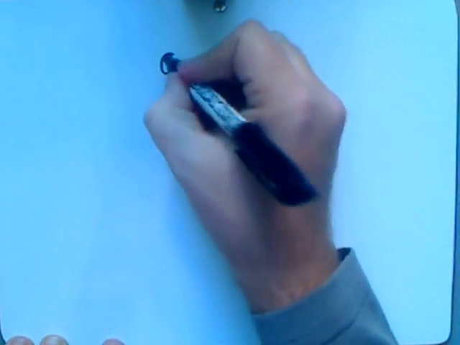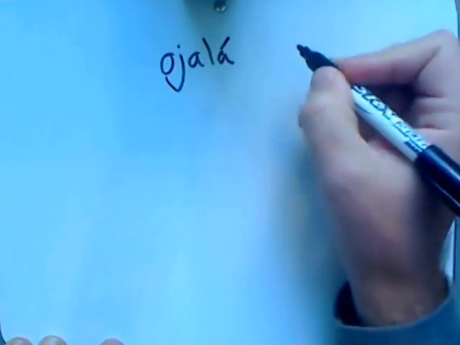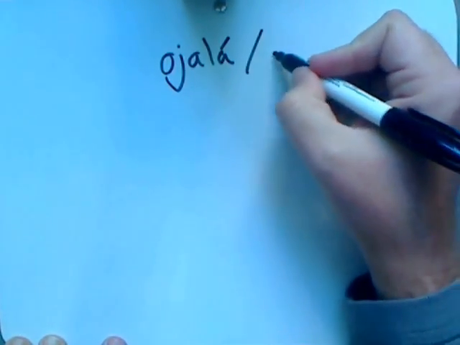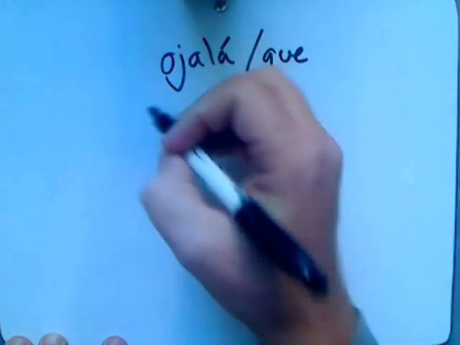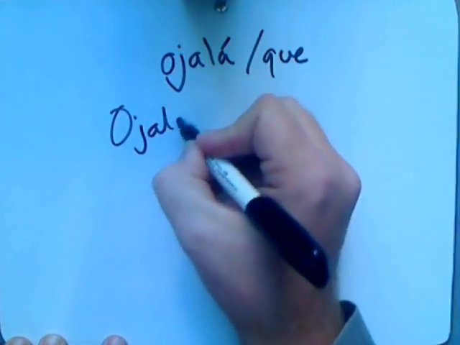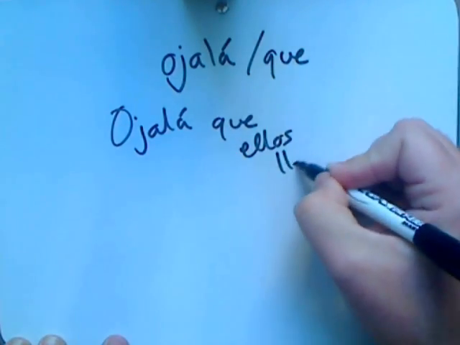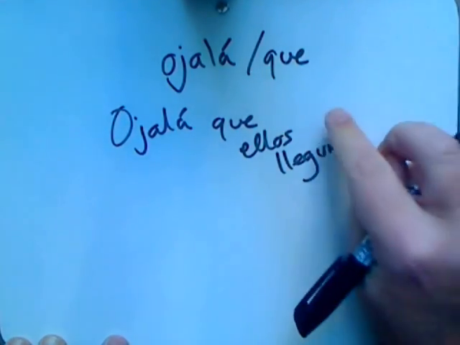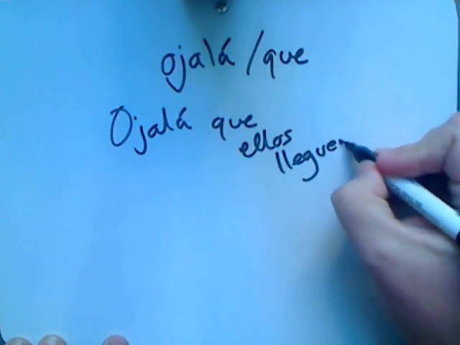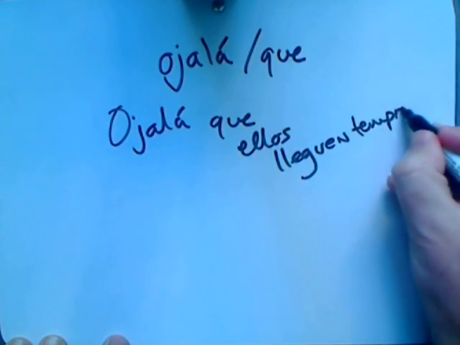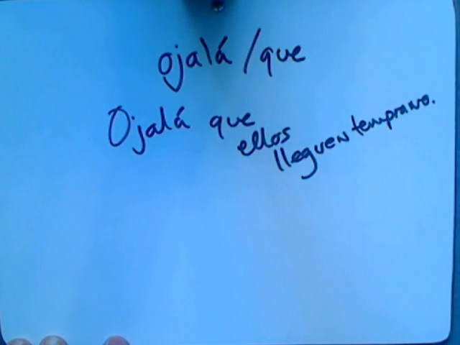Another fairly common impersonal expression that always triggers the subjunctive is the term or phrase ojalá, which comes from the Arabic, ojalá or ojalá que. Okay, for example, ojalá que ellos lleguen temprano. I'm writing kind of crazy, but I'm also speaking it, so hopefully you can follow along. Ojalá que ellos lleguen temprano, verb in the subjunctive.